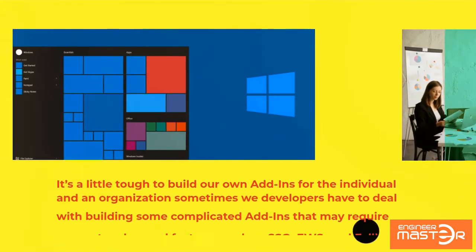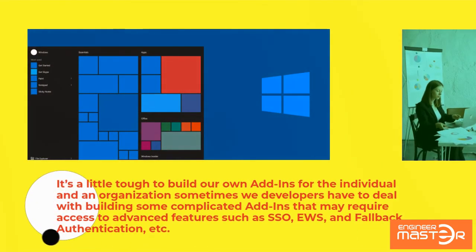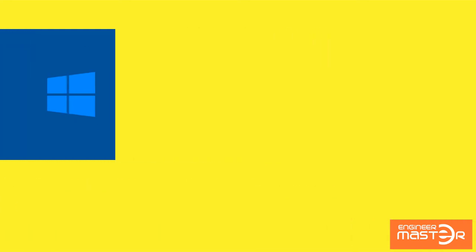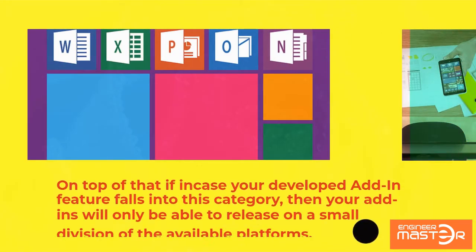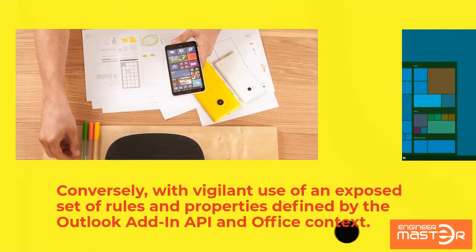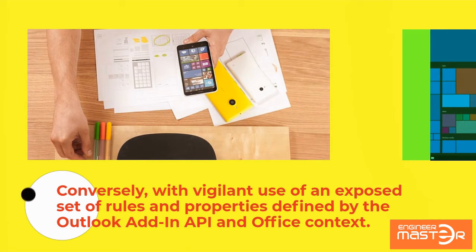It's a little tough to build our own add-ins for the individual and an organization. Sometimes we developers have to deal with building some complicated add-ins that may require access to advanced features such as SSO, EWS, and fallback authentication, etc. On top of that, if your developed add-in feature falls into this category, then your add-ins will only be able to release on a small division of the available platforms. Conversely, with vigilant use of an exposed set of rules and properties defined by the Outlook add-in API and Office context.